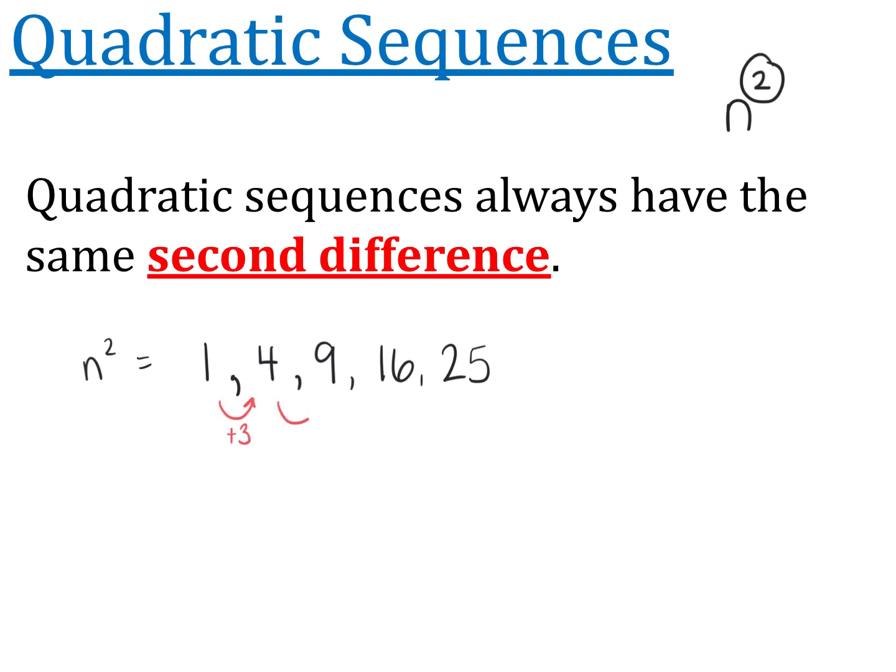That's going to be 3. 4 to 9, that's 5. 9 to 16, that's 7. And 16 to 25, that is 9. So obviously those are going up by a different amount every single time.